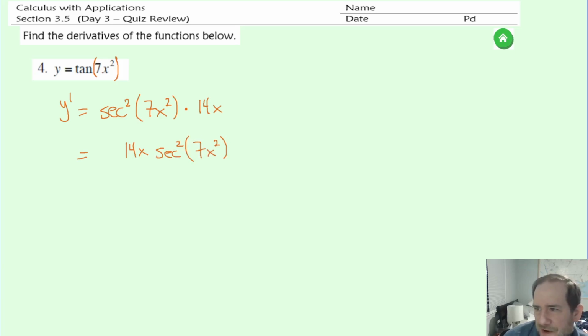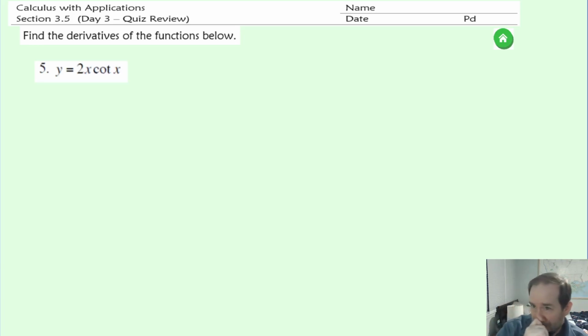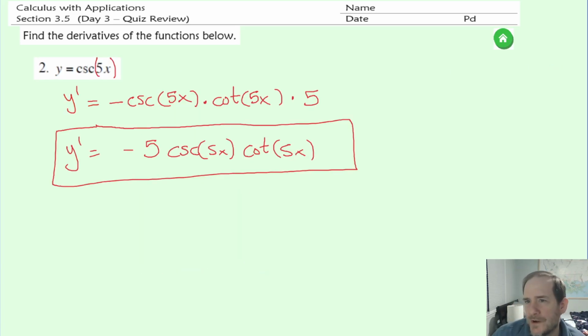But that's your final answer, and it really doesn't clean up at all, so that's it. Number 5. So this is a product. I hope that's obvious. We've got 2x, that's a function. We've got cotangent of x, that's a function. Now don't confuse this, number 5, with number 1.